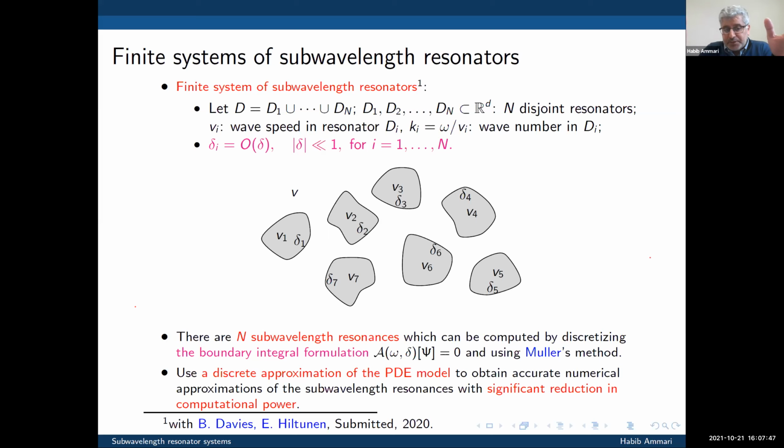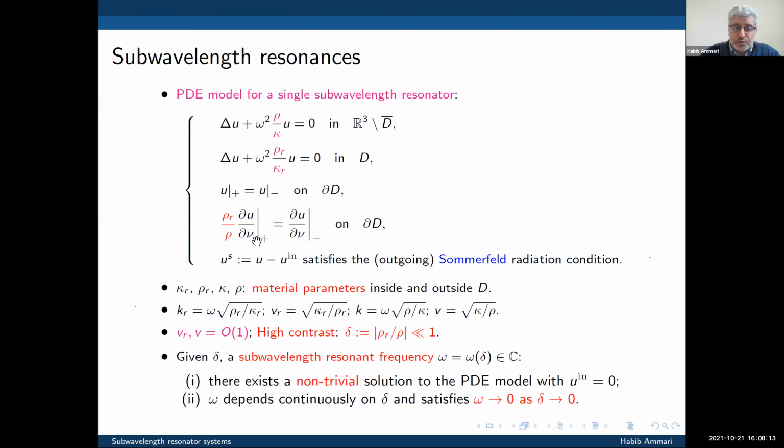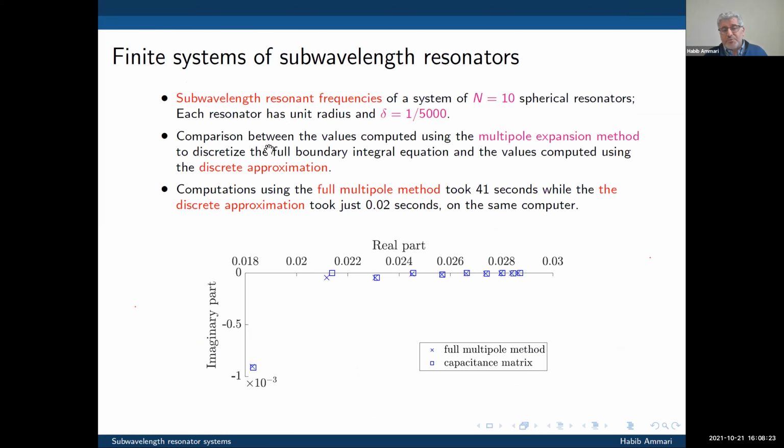So either we consider the PDE model and formulate some integral equation, and then solve or find these resonance frequencies as characteristic values of such an operator, or we can form an n by n matrix and compute its eigenvalues, and the eigenvalues and the eigenvectors can be used in order to approximate the resonant frequencies of the system and the resonant modes. The resonant modes are the solution to these equations with u incident equal to 0 and corresponding to one of these resonant frequencies. Good. So let me show you the numerics first.